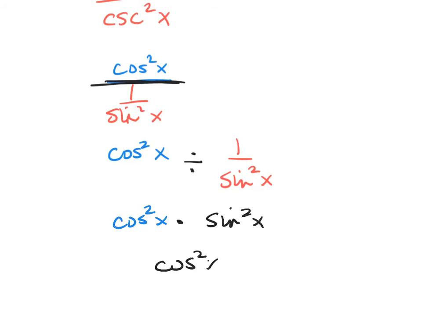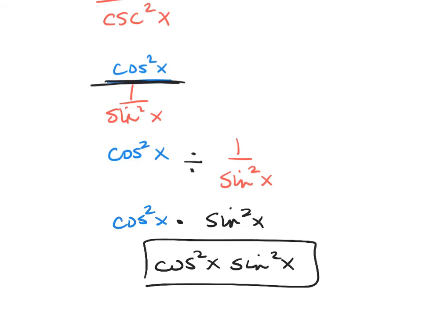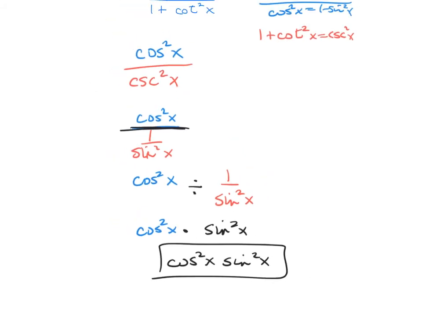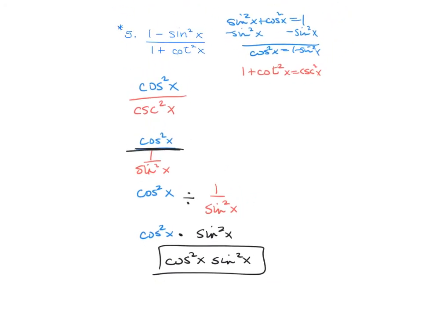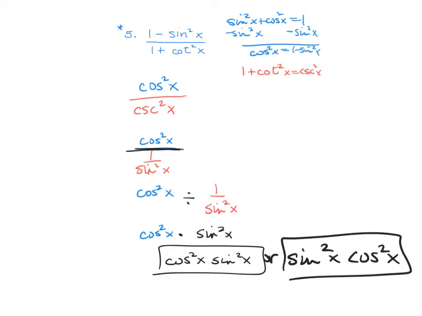You're allowed to have multiplication? Yes. Wait, can you go back? Yes. So that's the final answer there. Just don't leave anything as a fraction. So you could also write it, if you want to flip it around, and write the sine first and then the cosine. Remember, multiplication is commutative. So you could write your answer either way. Doesn't matter the order that we write the multiplication.